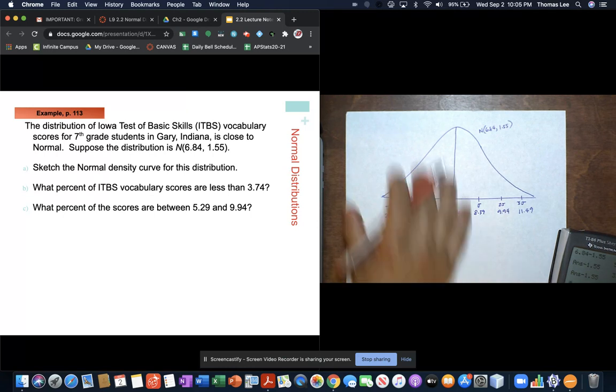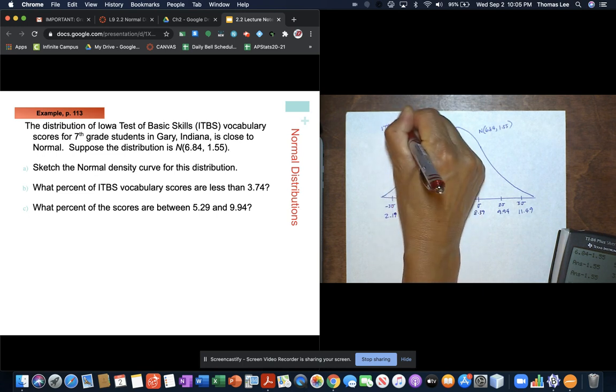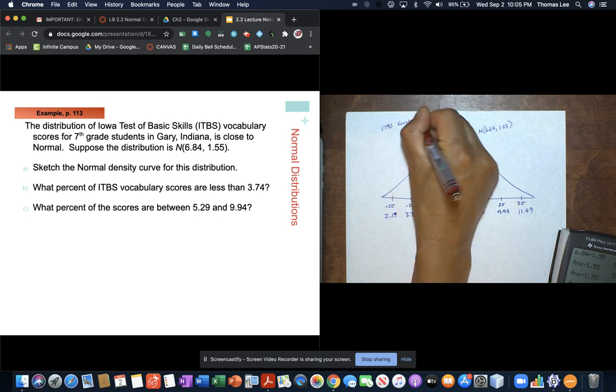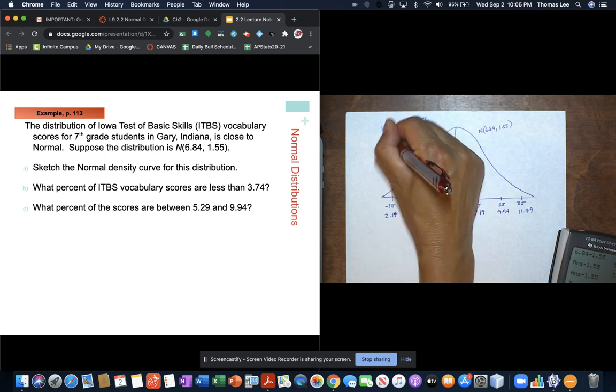And you could also title this graph ITBS vocab scores. You could put, for 7th grade students in Gary, Indiana.